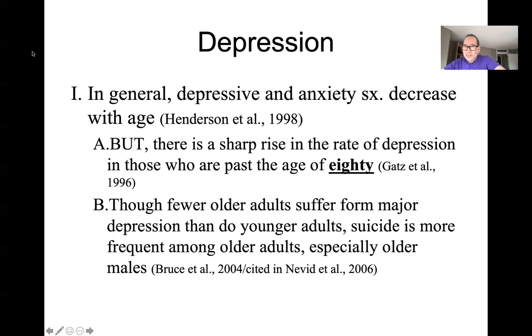Although fewer older adults suffer from major depression than do younger adults, suicide is far more frequent among older adults. As you may recall from our chart, for young adults it starts increasing, but it's really in middle age where it spikes. It's particularly high. Then it starts dipping down as you progress through middle age, and even in being a young elderly person, 65 to 75, it's lower. But then it starts spiking up again, and the next peak you see will be for those in their mid 80s.